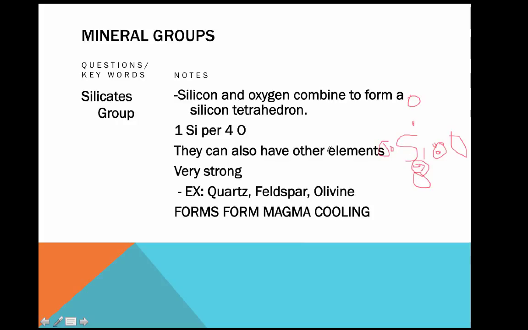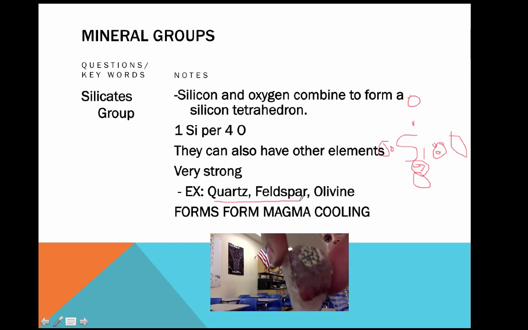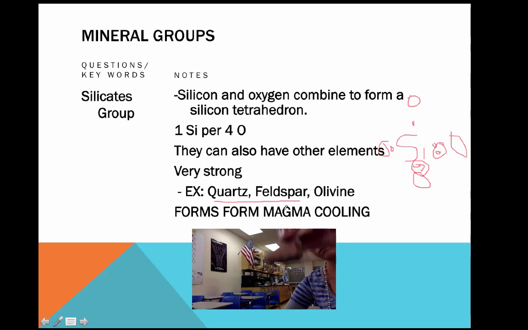They sometimes also can have other elements, and these ones are very, very hard. If you recall from lecture on Friday, quartz and feldspar are some of the most common ones, feldspar actually covering 60% of the Earth, and olivine are all examples. And they form mainly from when magma cools.